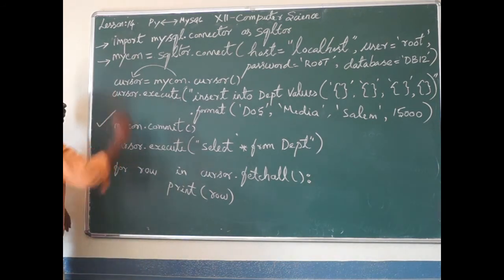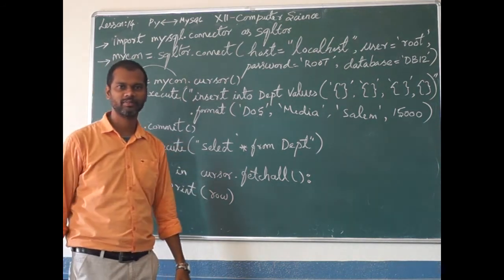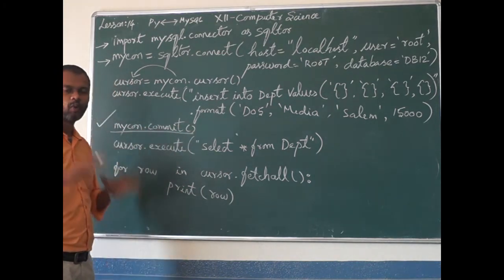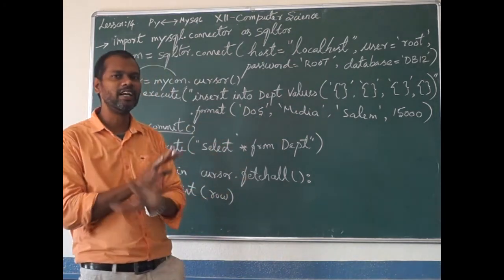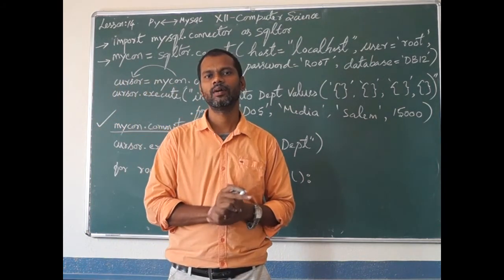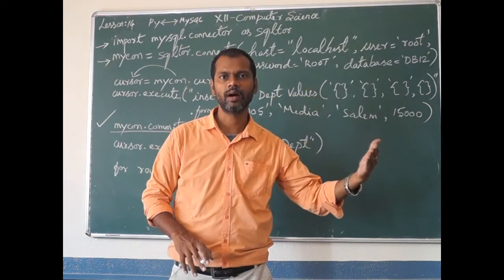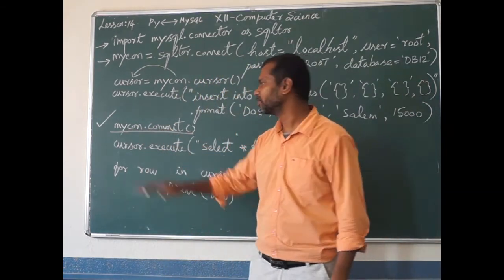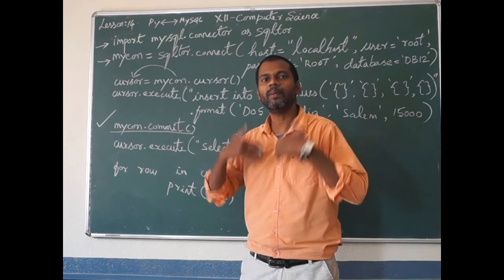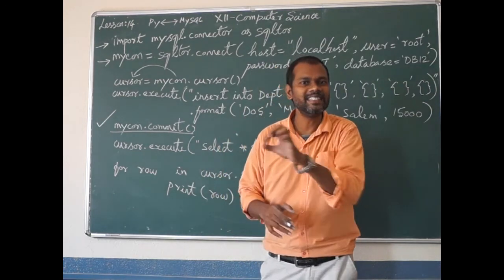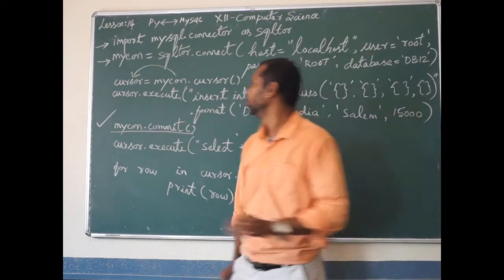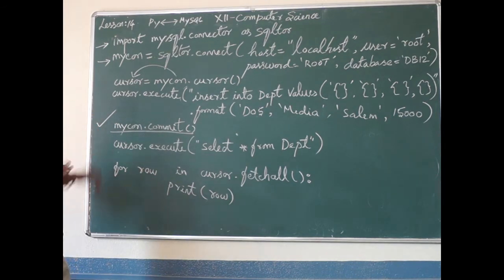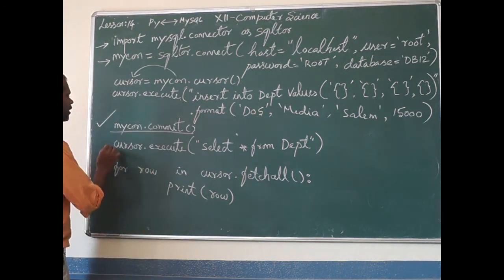Then mycon.commit. This is a very important line. If this line is not given, the changes will not be reflected back in MySQL. For MySQL changes to happen, you have to use mycon.commit. Suppose this line is not given, then when you go and look in SQL, that D05 row will not be inserted. Clear? Okay. So mycon.commit will help to reflect it back in MySQL. Clear? Okay.